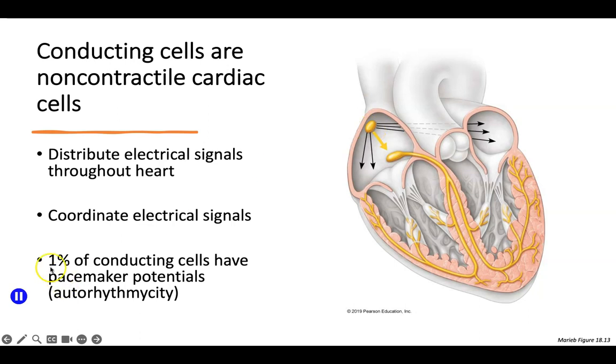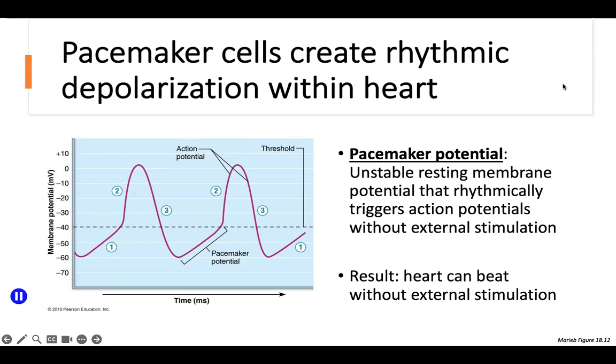Additionally, 1% of those conducting cells are actually going to be a type of cell called a pacemaker cell. So they have pacemaker potentials. These are the cells I think I mentioned briefly previously called autorhythmic cells. So this 1% of conducting cells have something called autorhythmicity. They develop their own rhythm.